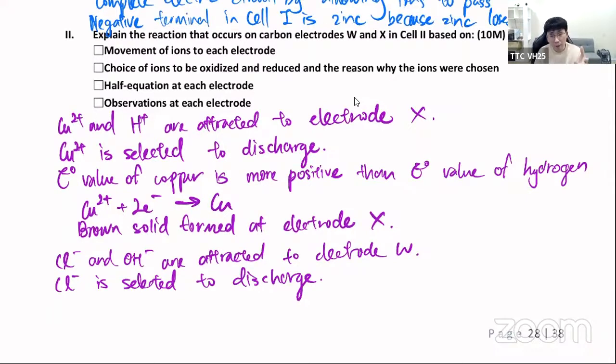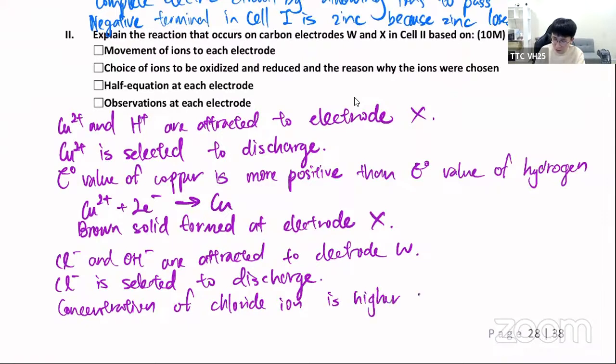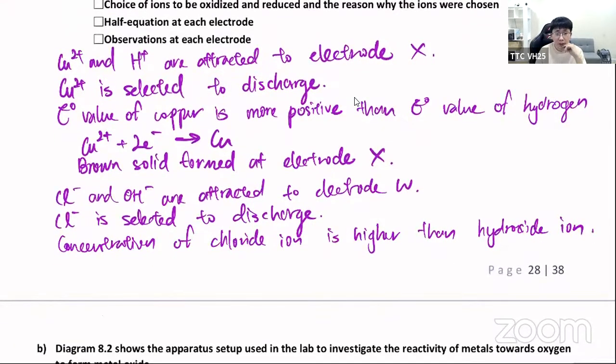Okay, so what happened to the Cl minus? They say why you choose Cl minus? Because it's concentrated. So we can say that the concentration of chloride ion is higher than hydroxide ion. Okay, so because it's concentrated, we selected it already.